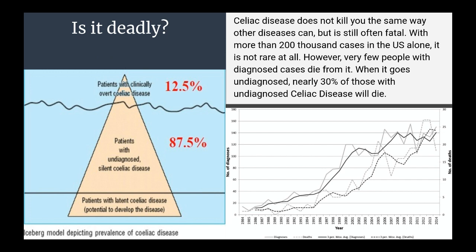Is it deadly? Celiac disease does not kill you the same way other diseases can, but is still often fatal. With more than 200,000 cases in the US alone, it is not rare at all. However, very few people with diagnosed cases die from it. When it goes undiagnosed, nearly 30% of those will die.